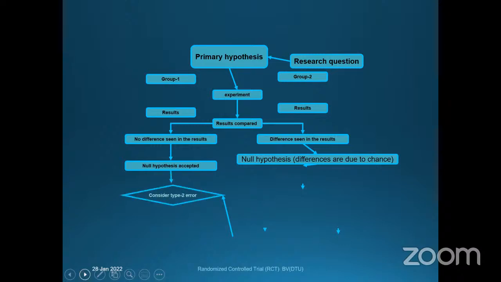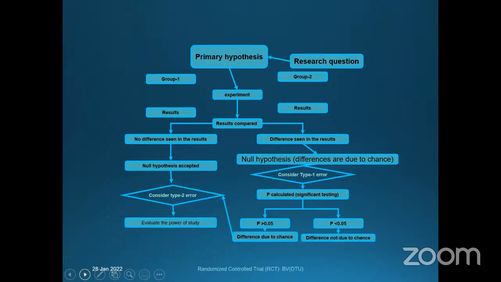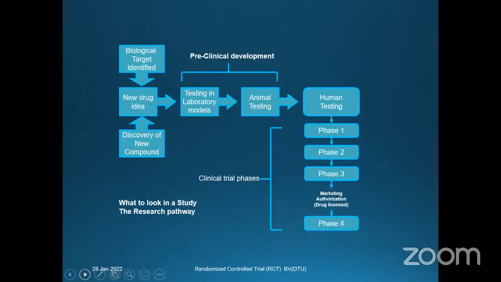So if the null hypothesis is accepted, consider type 2 error, right? If we consider differences are due to chance, consider type 1 error. P is calculated, significance testing has been done in the statistical arena, and if it is more than 0.05, what do you see? Differences are due to chance. If it is less than 0.05, differences are not due to chance. So that's the basic.